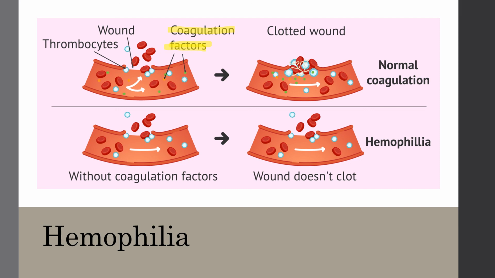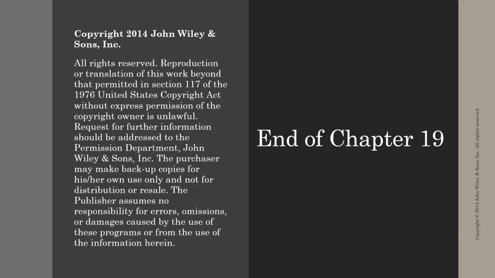The main treatment for hemophilia is to replace the clotting factors that are missing so that the blood can clot normally. Now, the interesting thing is that even during an excessive bleeding episode, the clotting factor replacement can be given to combat the bleeding at the same time. So that's a pretty cool fact. And that's going to be the end of chapter 19.